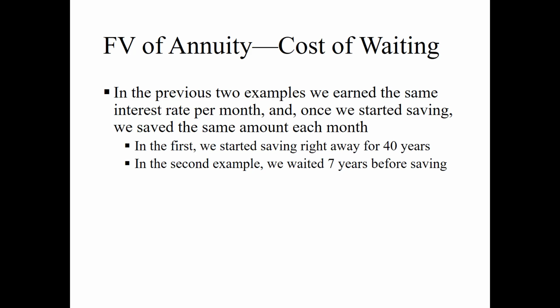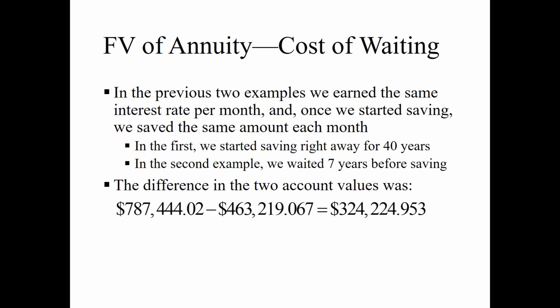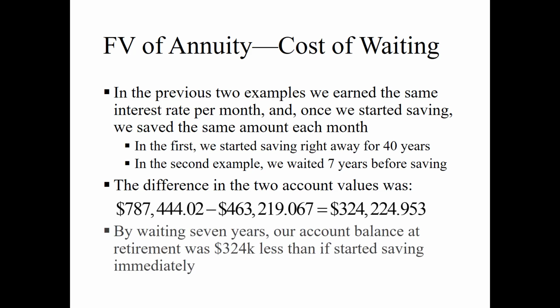If we look at that value and compare it to the two previous examples, we earned the same interest per month, and once we started saving, we saved the same amount each month. In the first example, we started saving right away for 40 years, and in the second example, we waited 7 years before saving. The difference in these two account values was $324,225. In other words, by waiting only 7 years, our retirement account balance was $324,000 less than if we started saving immediately.